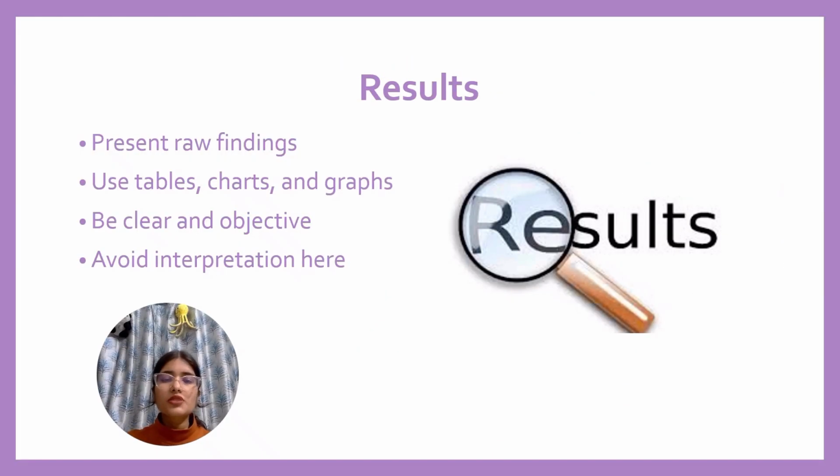Next comes the results section. The results section is where you present the outcome of your research in a clear and structured way. Think of it as the part where you show the evidence without yet giving your personal opinions. Start by presenting your data in the same order as your research questions or objectives. This keeps your results easy to follow.